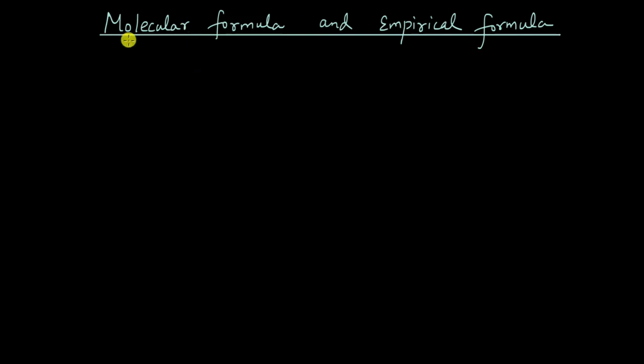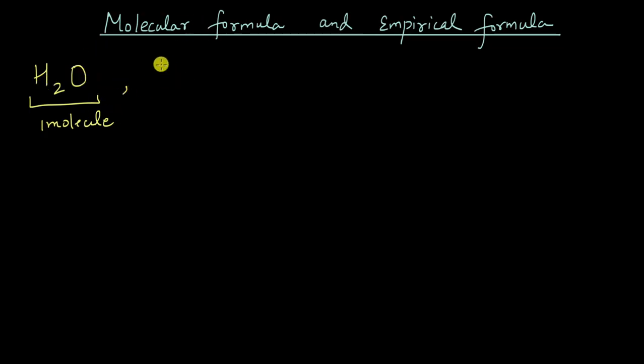In this video, let us talk about molecular formula and empirical formula. A molecular formula tells us the exact number of atoms in one molecule of any compound. So for example, in the case of water, H2O, this tells me that there are 2 atoms of hydrogen and 1 atom of oxygen in one molecule of water. So this formula is giving me that exact information of the number of atoms. This is a molecular formula.